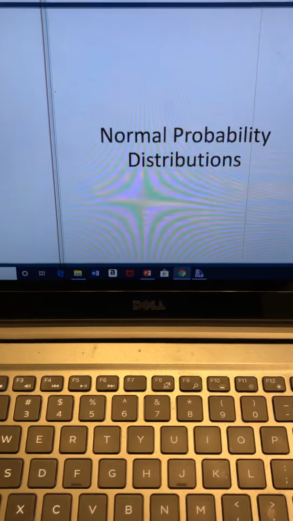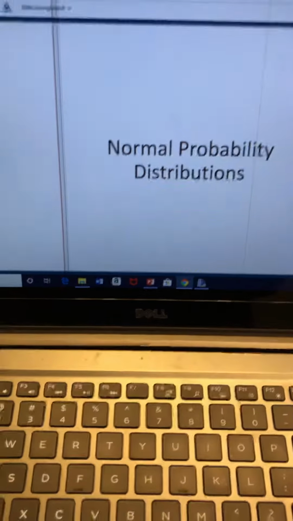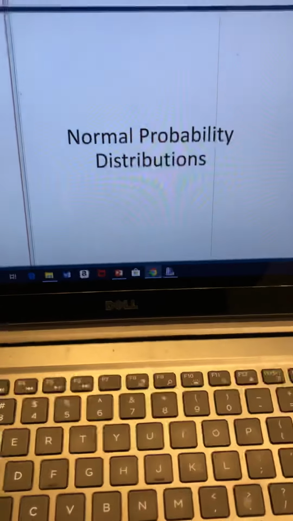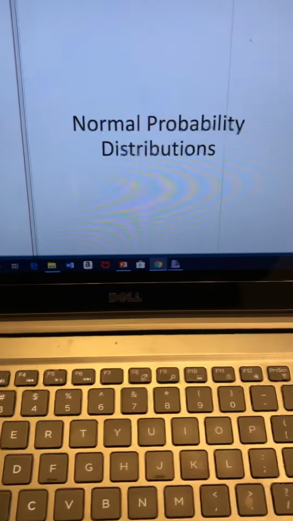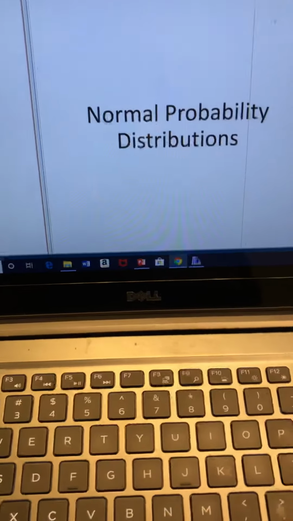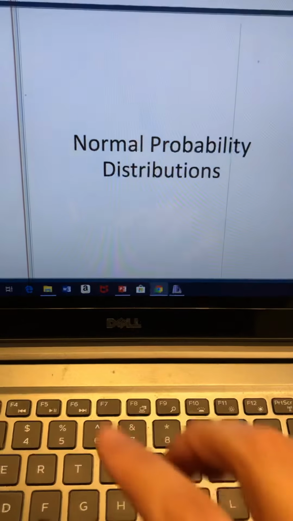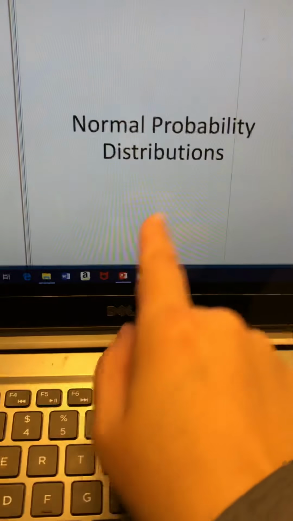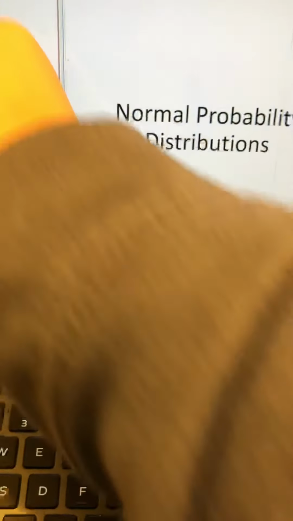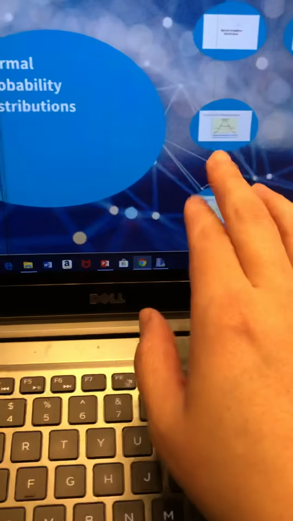Okay, this is normal probability distributions, and my Microsoft has decided to crash today, so that's been fun. But anyways, I'm going to try to do this on a Prezi, but I've actually never used it before.